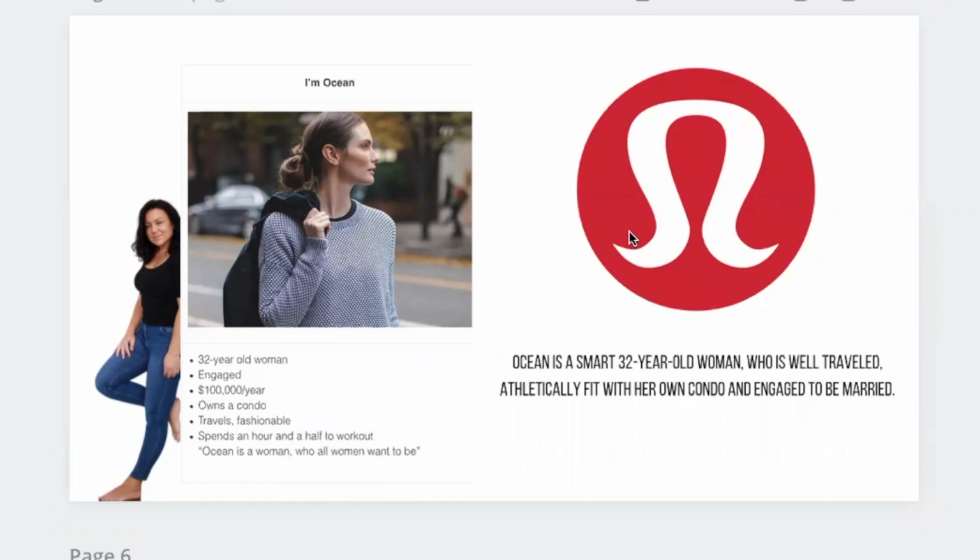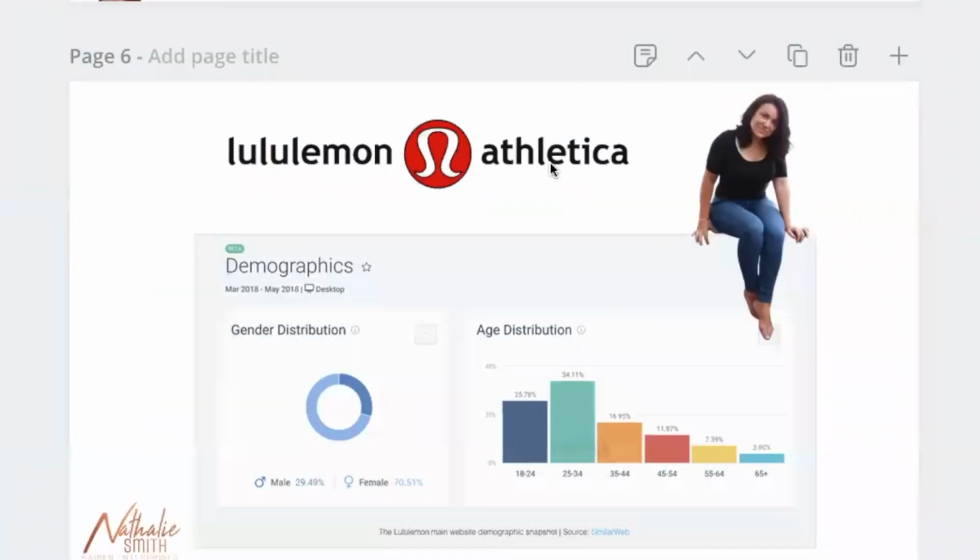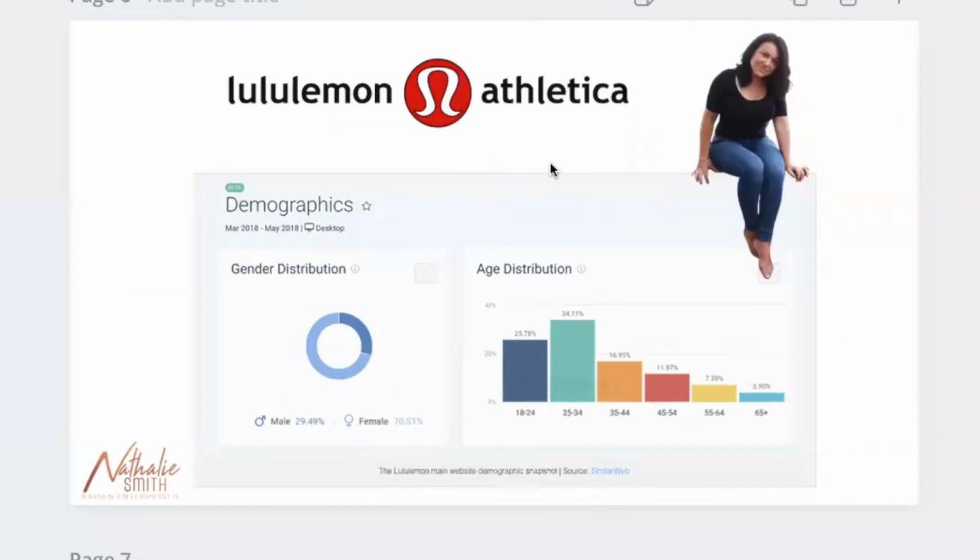And it's just missing people because they don't know that it's actually for them, or they don't know to send you people, right? So here's some data from Lululemon sales. We know that Ocean is 32. If you look at the demographic of women aged between 25 and 34, that's their biggest, 34% of their sales.